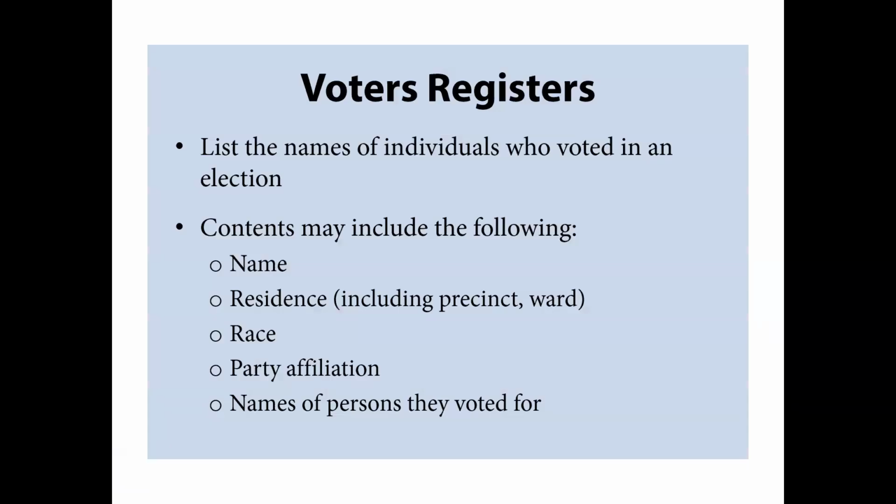There also is next the actual voters' registers. So now this is actually showing who actually did vote in an election. These are going to be a little more brief than the actual registration books, but they include your name, your residence, and sometimes you even get down to a precinct or ward of where you represent in your town or city, your race, your party affiliation, and names of persons they voted for. Now, sometimes the names might not be spelled out, and maybe the party that you voted for is noted instead. In that case, you would turn to newspapers and other records to identify who was actually running in that race.